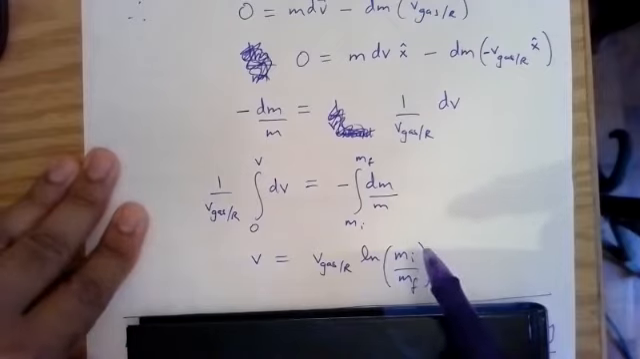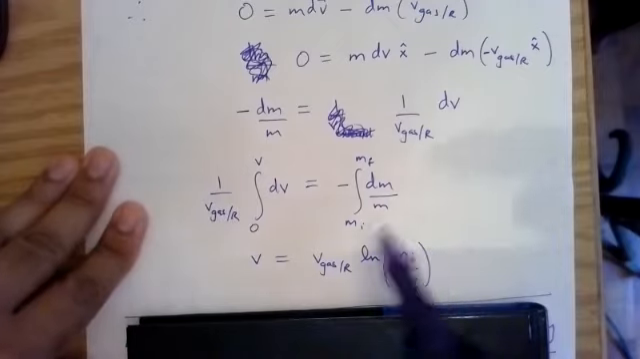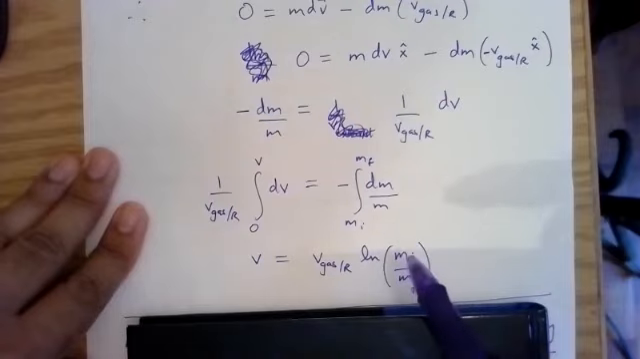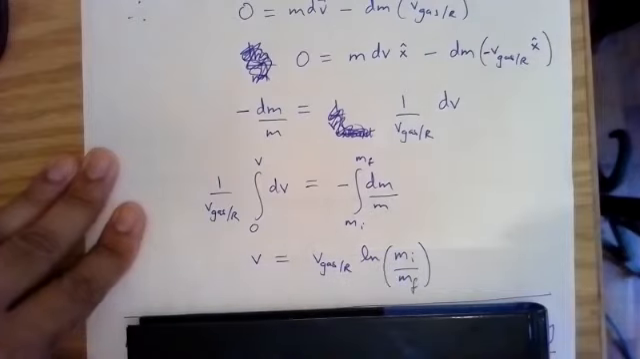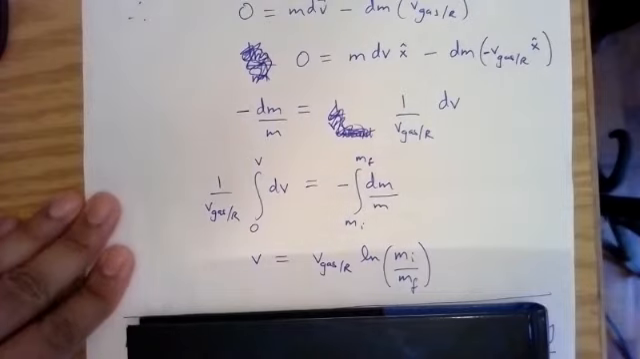And since m initial is greater than m final, this will give us a positive value here for this natural log. And this exhaust speed out here is a positive number. And so we get a positive final velocity for the rocket. Let us look at another example.